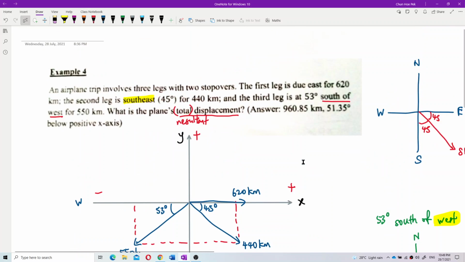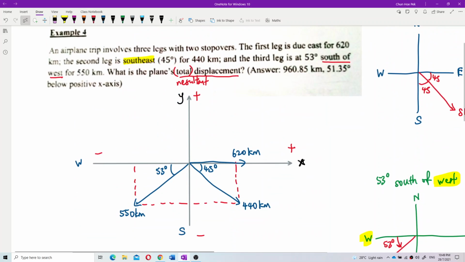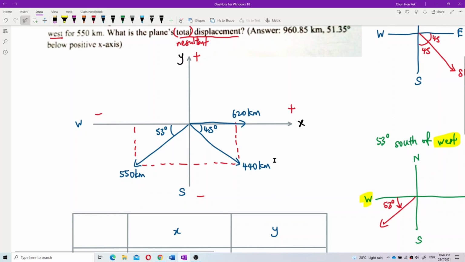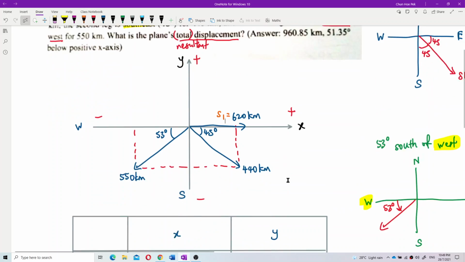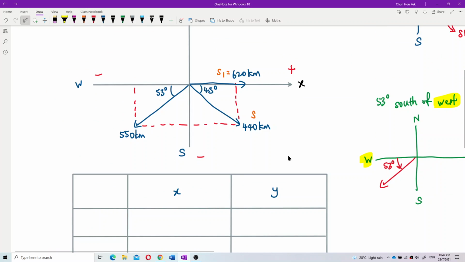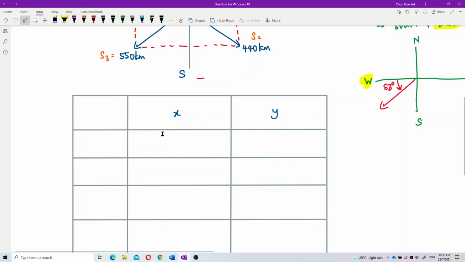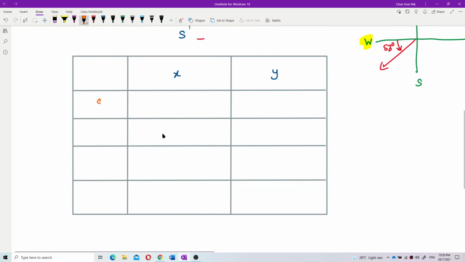Okay, so I have drawn out the table for you. Let us look at this one. First, we need to label them. Label all this displacement. We consider the first leg, we can say this is S1, displacement 1, and then this is S2, displacement 2, and this is S3. So we have S1, S2, S3.